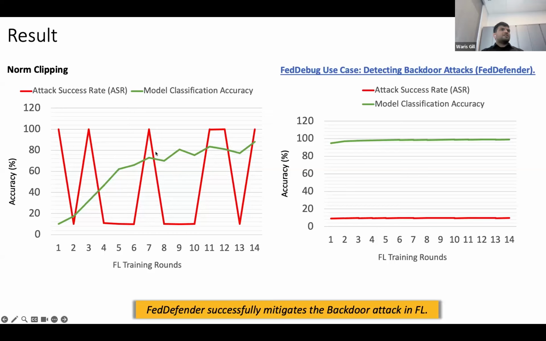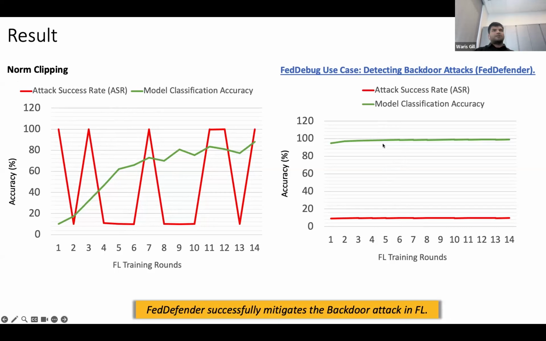Yes. So this is the model classification accuracy, and this is the attack success rate. This is the non-clipping defense, which people usually use for defense related to backdoor attacks. We compare Fed debug with the non-clipping defense. We can see, for instance, in this round the backdoor was injected, but in this round the backdoor was not injected and the attack success rate was 0.